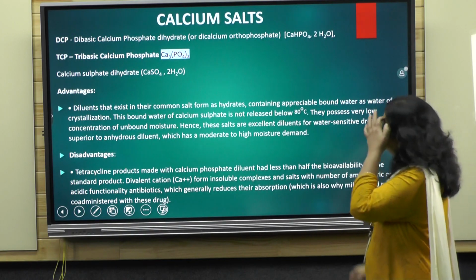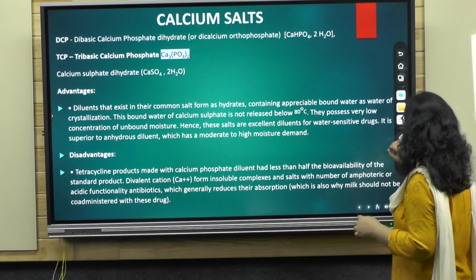Calcium salts. Here we will discuss a few calcium salts.